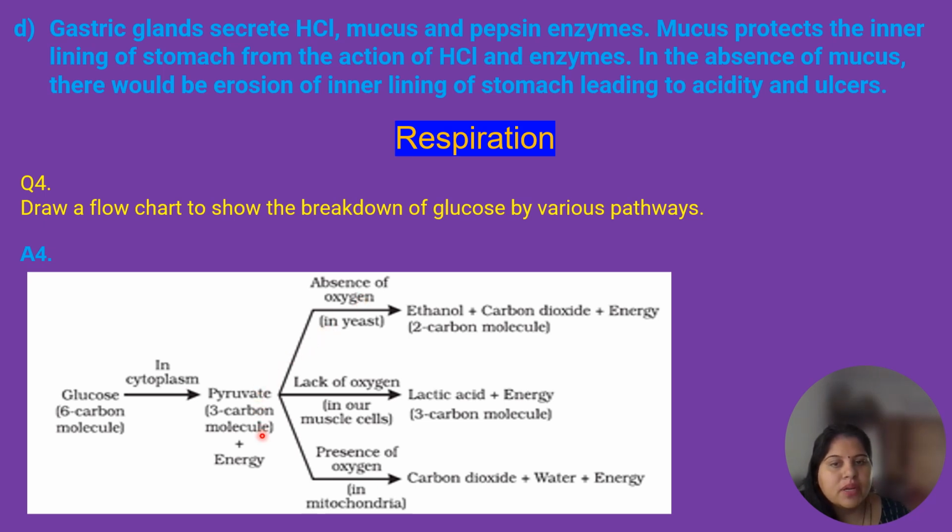So what are the products of aerobic respiration in mitochondria? Carbon dioxide, water and energy. And in our muscle cells, what will be the product? Lactic acid and energy. And in absence of oxygen in yeast, what are the products of the breakdown of this glucose? Ethanol, carbon dioxide and energy. Let's move to the next question.